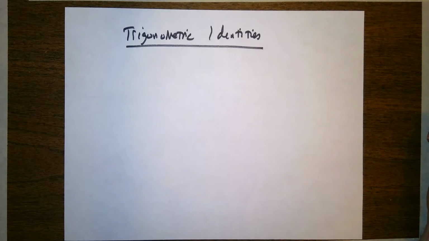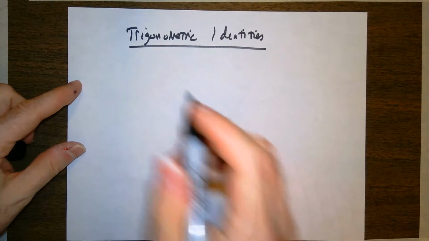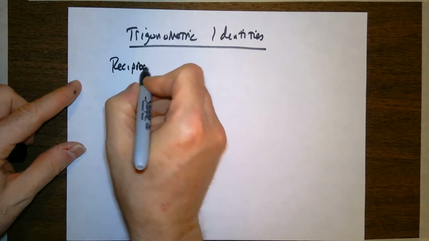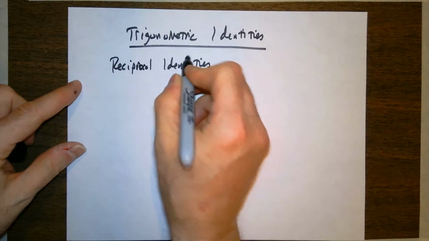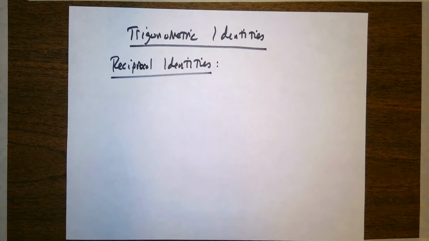But for this test, for chapter 6, there are certain identities that you need to know. So let's take a look at some of the basic identities. First, the reciprocal identities. These ones I think we already know.